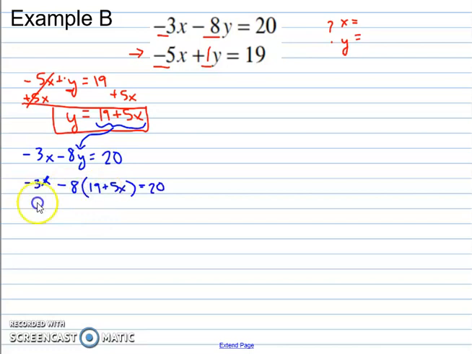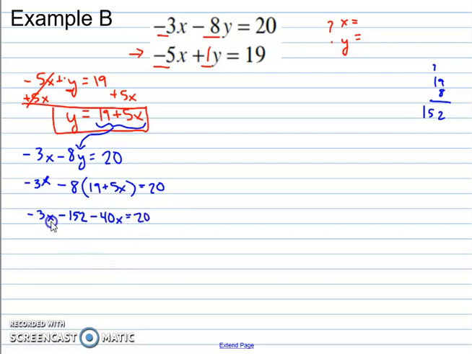Right? And now we're going to simplify this expression. So we have negative 3x minus 8, negative 8 times 19. Look, if you're not sure, 19 times 8, here we go, 72. 8 times 1 is 8, plus 7 is 15, right? And so it would be negative 152. And then negative 8 times 5 is negative 40. Keep the x, equals 20.